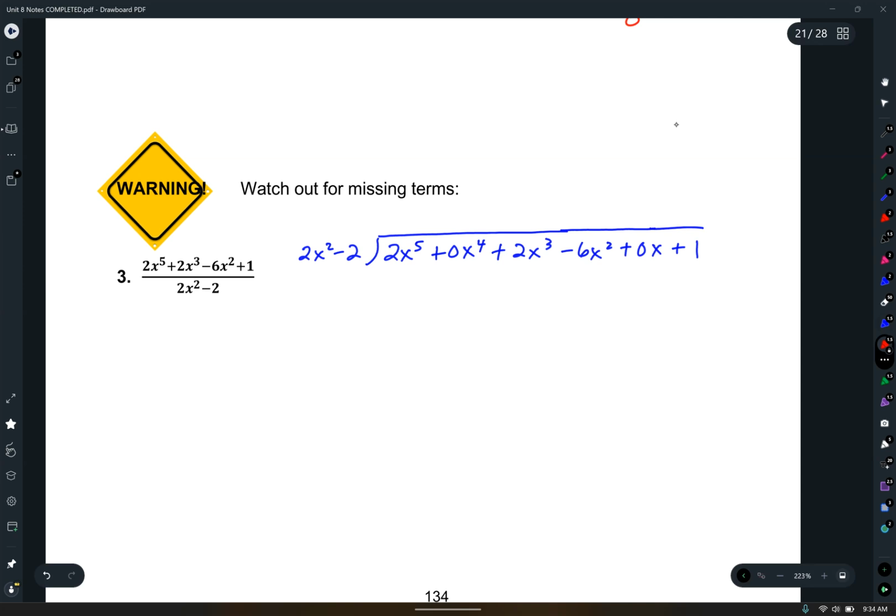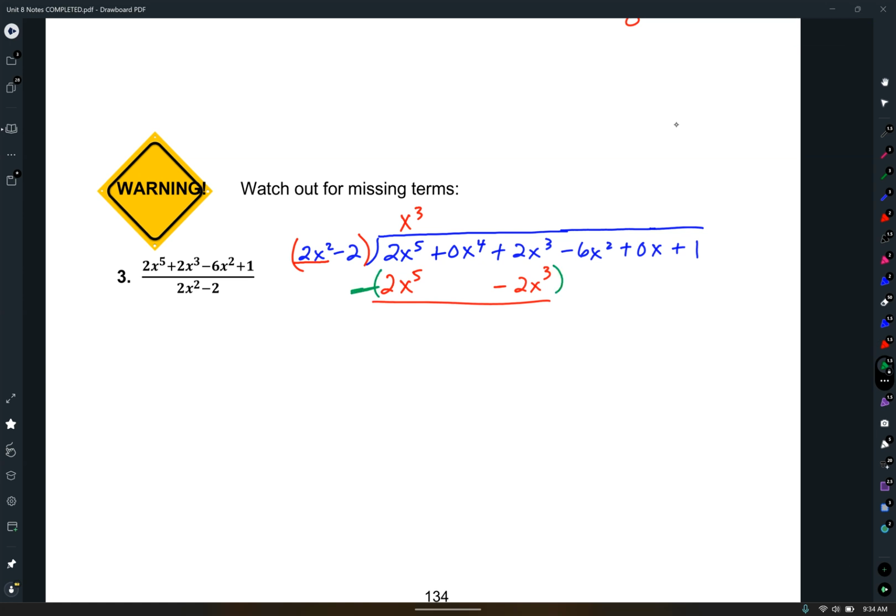What do I multiply 2x squared by to get 2x to the 5th? Well, I would just multiply by x cubed. So when I multiply it by this whole thing, I'm going to have 2x to the 5th minus 2x cubed. And for my minus 2x cubed, I want to be sure and line it up with the x cubed that's on the top. So in this case, I didn't have to worry about x to the 4th. All right, so we're going to subtract the whole thing. So if I distribute that minus, this is going to become a plus.